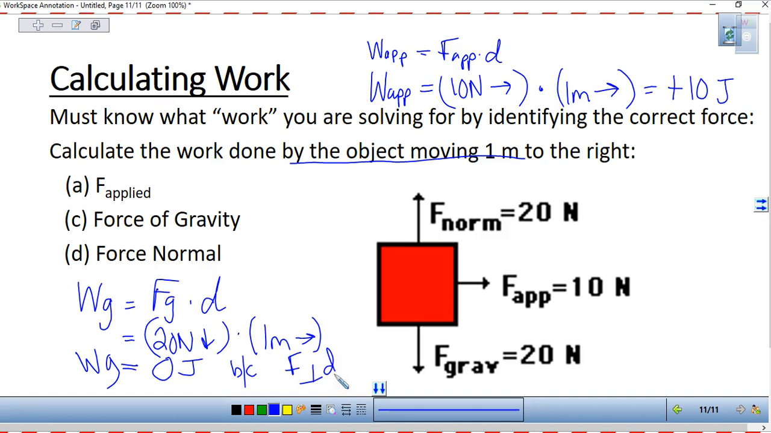For example, if you look at the normal force, it's also going to be perpendicular because normal's up and then the distance is to the right. So you don't even have to do the calculation. You can just simply say, for the work done by the normal, 0 because force normal is perpendicular to d. So absolutely take shortcuts whenever you can.